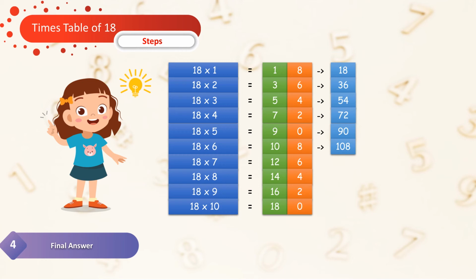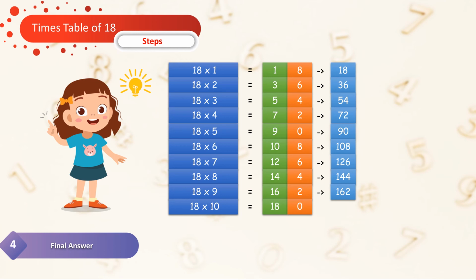18 times 7 is 126. Join the 12 and 6. 18 times 8 equals 144. Join the 14 and the 4. 18 times 9 equals 162. Join the 16 and the 2.